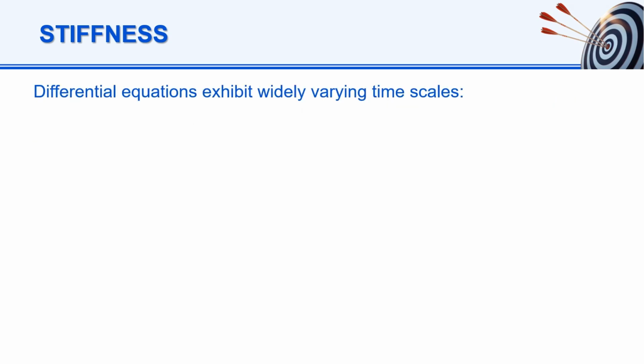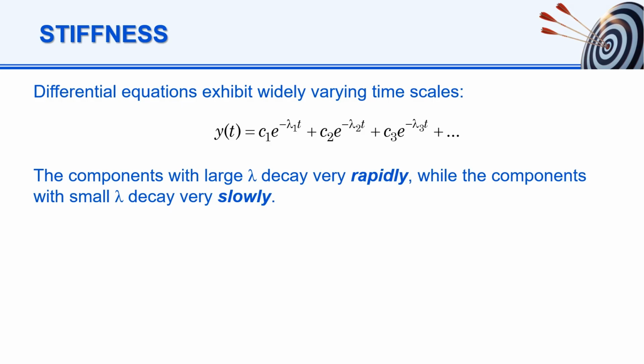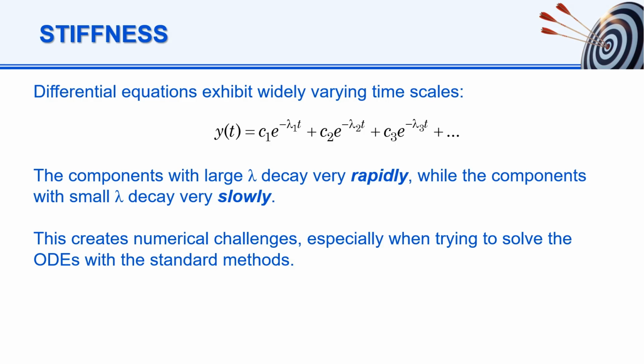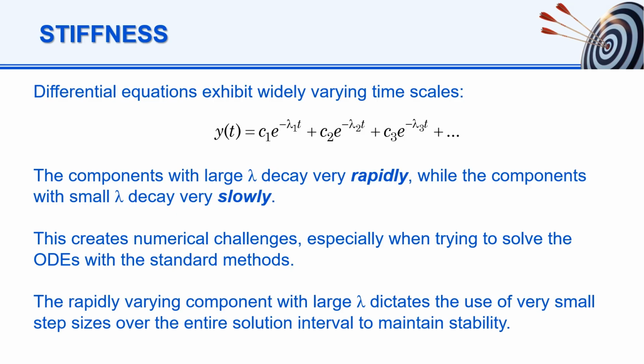Differential equations exhibit widely varying timescales. The components with large lambda decay very rapidly, while the components with small lambda decay very slowly. This creates numerical challenges, especially when trying to solve the ordinary differential equations with the standard methods. The rapidly varying component with large lambda dictates the use of very small step sizes over the entire solution interval to maintain stability.